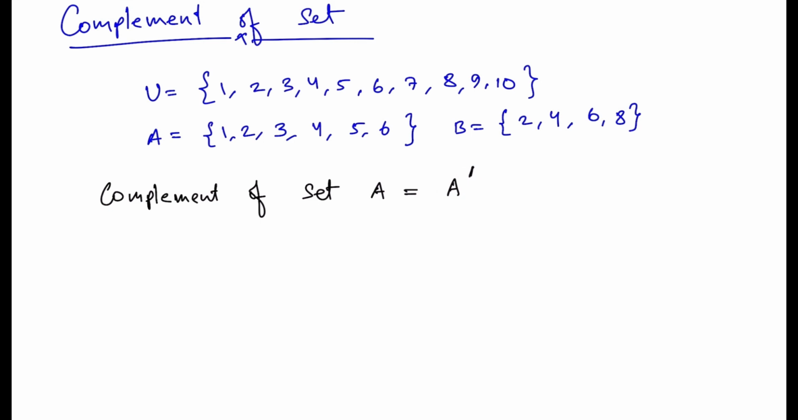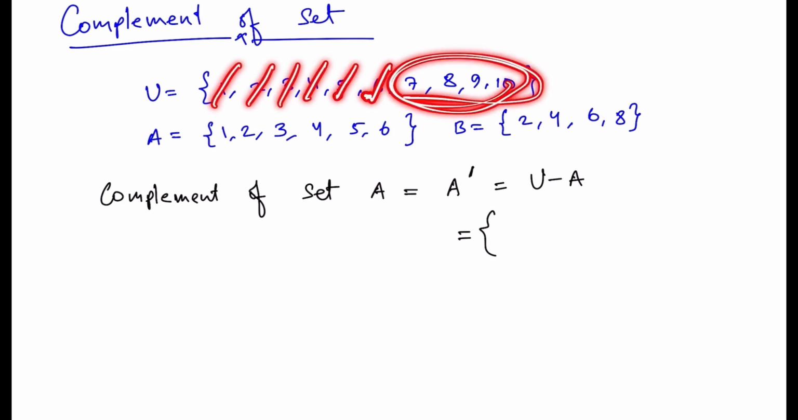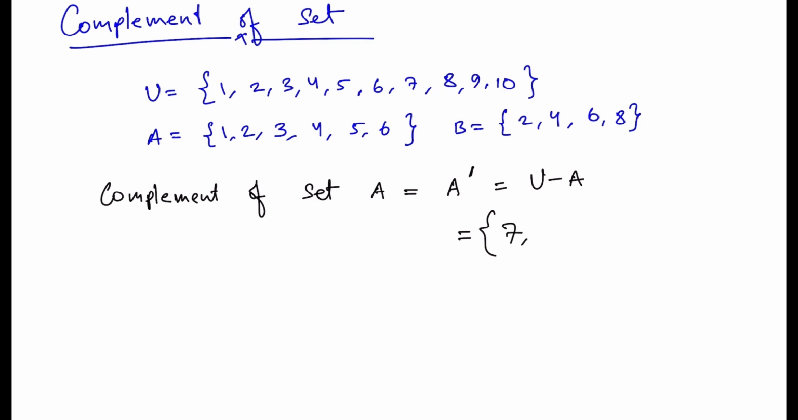So what is the complement of set A? The complement of A is basically the universal set minus A. So from the universal set, remove the elements of A. What are the remaining elements? These are the elements of A, so if we remove them, only 7, 8, 9, 10 will remain. That will be the elements of A complement.